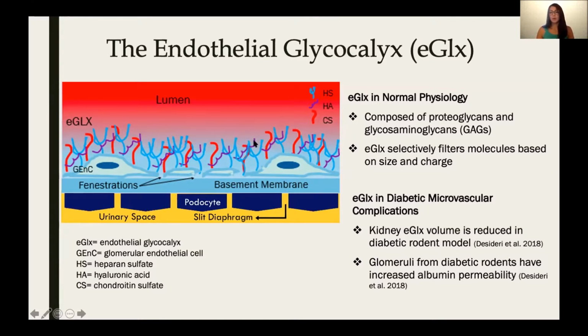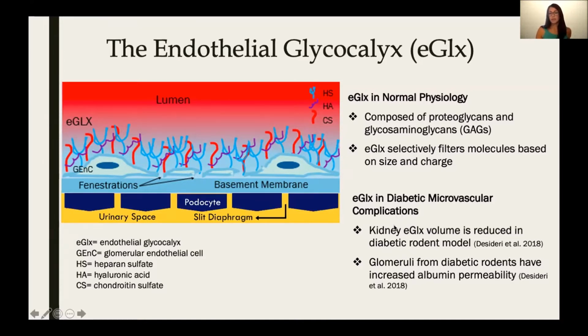It's primarily composed of proteoglycans and glycosaminoglycans, or GAGs, the main ones being chondroitin sulfate, hyaluronic acid, and heparan sulfate. And of these, heparan sulfate has been shown to be the most abundant sulfated GAG found in the glycocalyx. So the glycocalyx serves as a selective barrier based on both size and charge. And we've shown, as well as others, that the glycocalyx is damaged during diabetes.